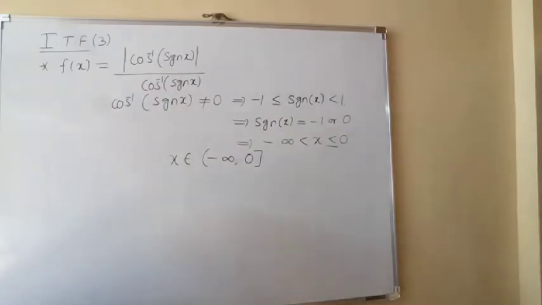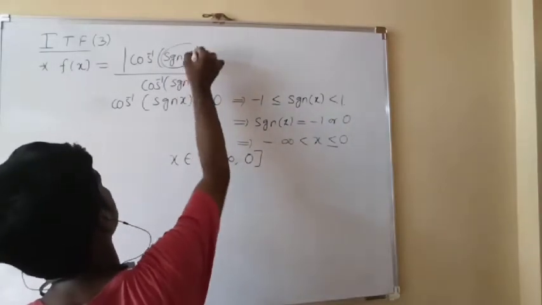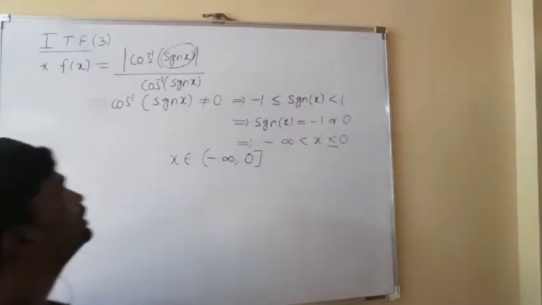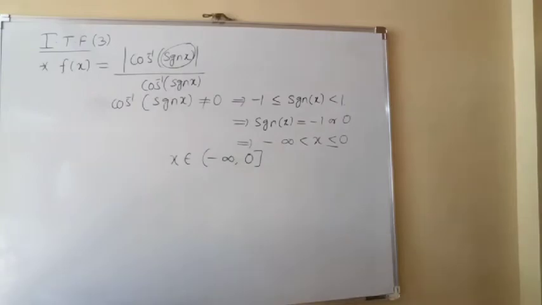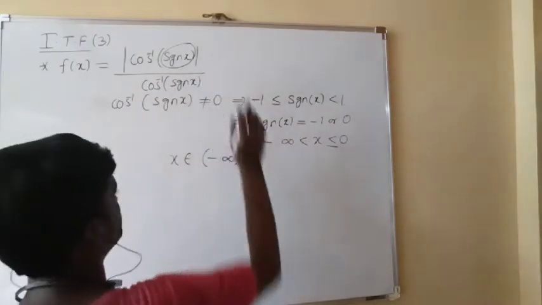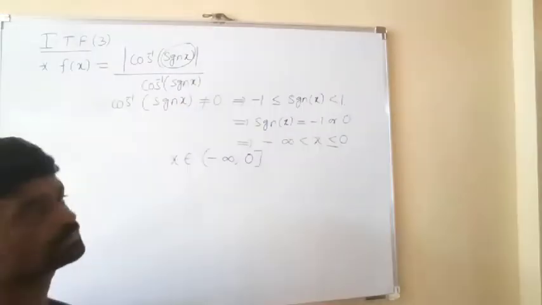And for these values of x, cos inverse of signum of x is always positive. Because basically cos inverse x is a positive angle, and it is 0 only when that argument is equal to 1. The argument here is signum function of x, and it is not equal to 1. That means cos inverse of signum of x is always positive for these values of x.